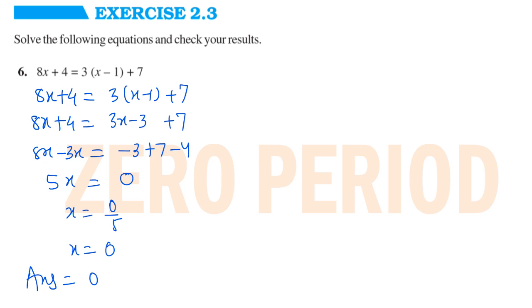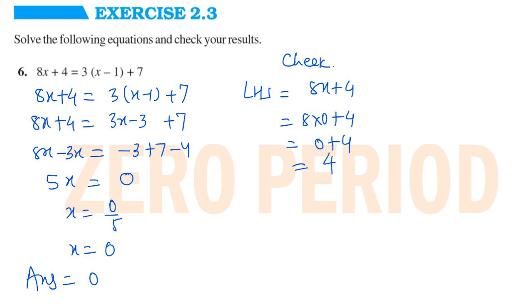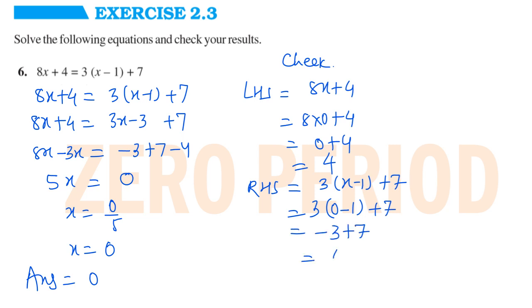Now go for checking. Left hand side is 8x plus 4, then 8 into 0 plus 4, it means 0 plus 4, so your left hand side is 4. And then go to right hand side. Right hand side is 3 in bracket x minus 1 plus 7. If I put 0 in place of x, it is like this: 3 into minus 1 is minus 3 plus 7, it is 4. So your left hand side and right hand side are both the same. Your answer is correct.